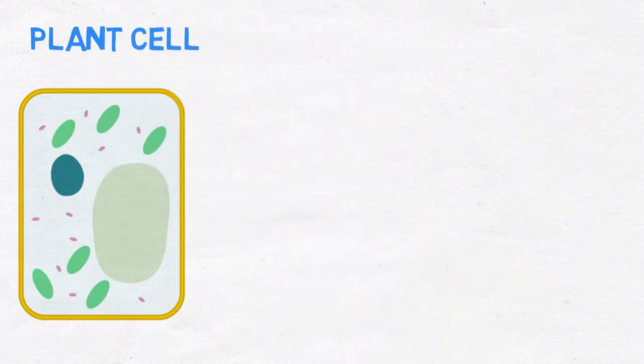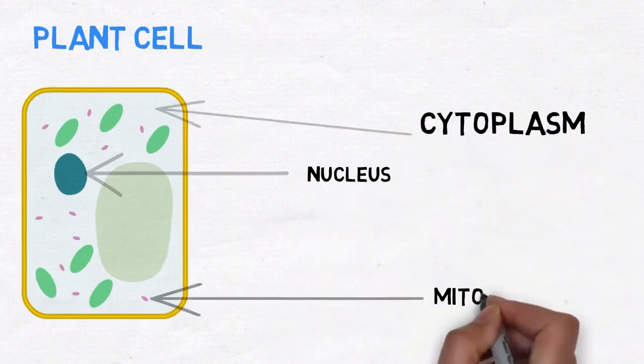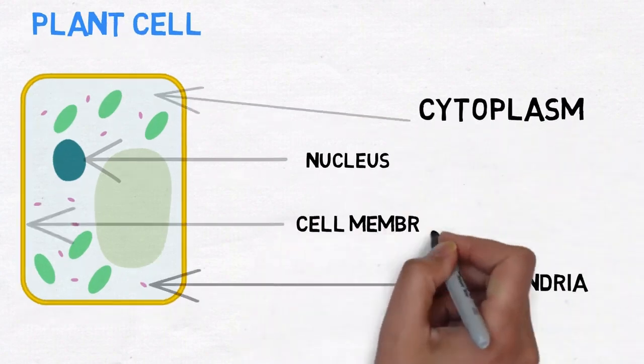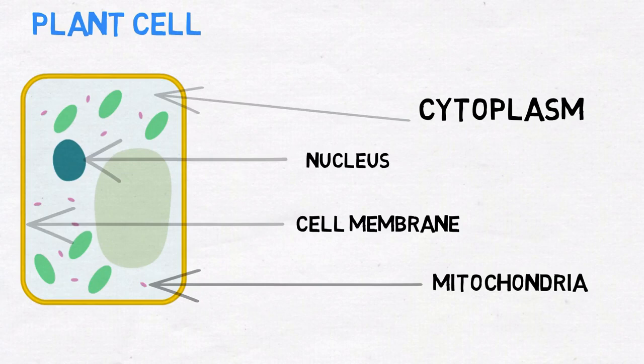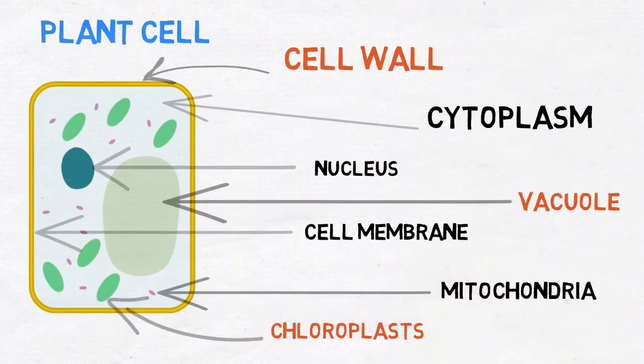Now we will take a look at the basic cell structure of a plant. The cell is similar to an animal cell, with a different shape and a few key additions. In addition to the nucleus, cytoplasm, mitochondria and cell membrane, it also has a cell wall, vacuole and chloroplasts.